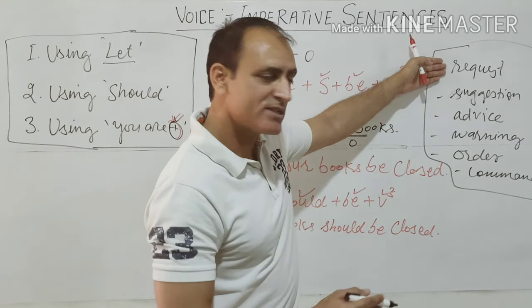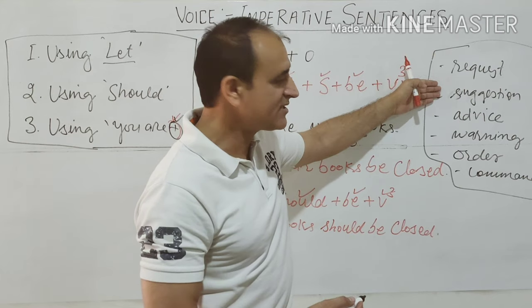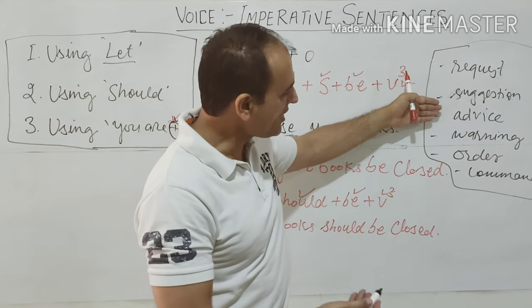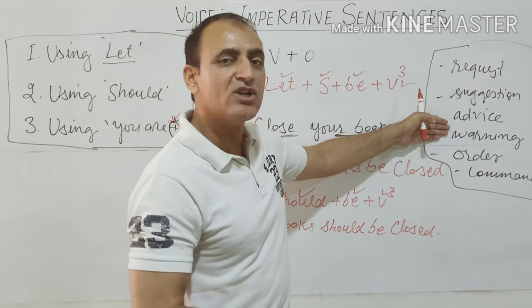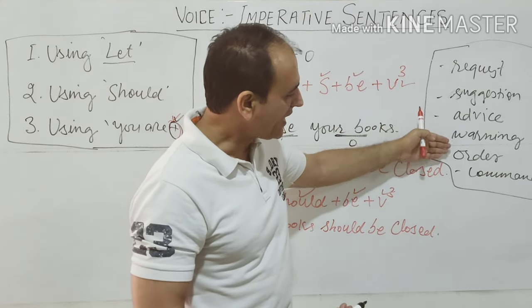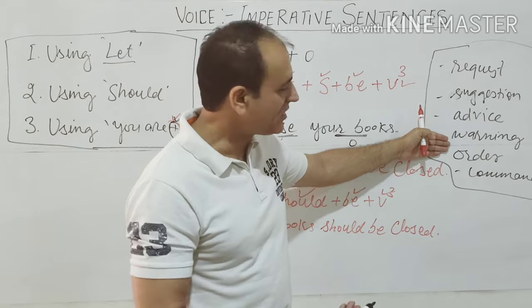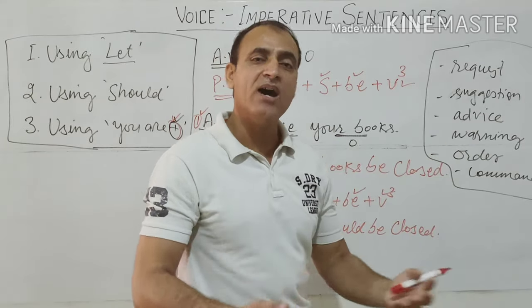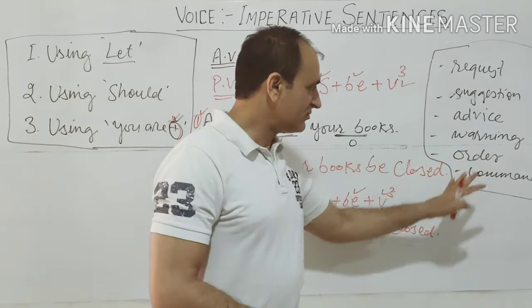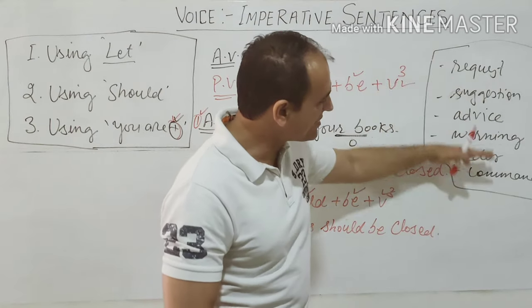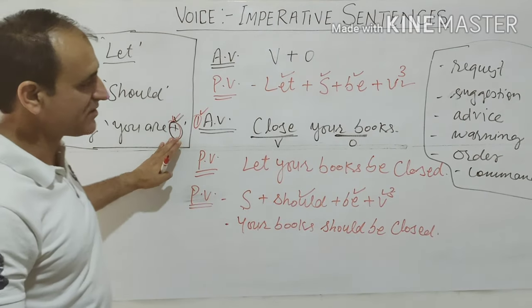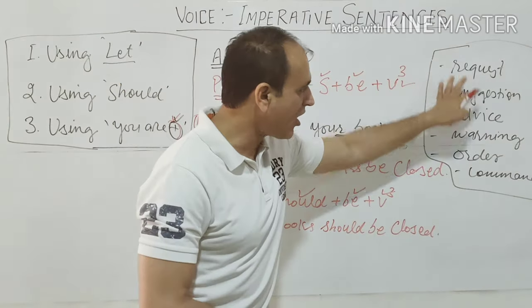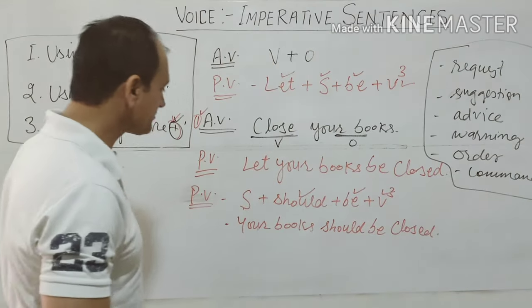If it is request, then you are requested. If it is suggestion, you are suggested. If it is advice, then you are advised. If this is for warning, then you are warned. If this is order, then you are ordered. And if this is command, then you are commanded. So these many verbs, six are there. So at the place of this plus symbol, we have to use any one of these verbs.